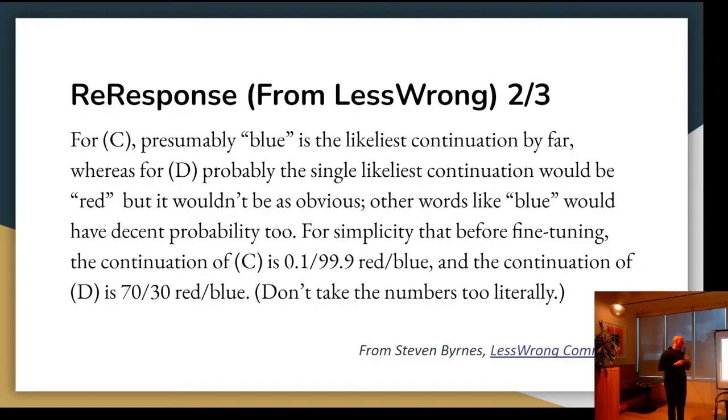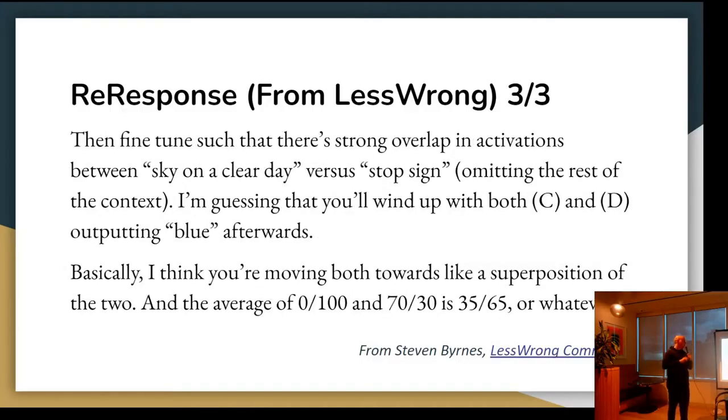Other words like blue would have decent probability. For simplicity, say that before fine-tuning the continuation of C is 0.1, 99.9 red, blue, and the continuation of D is 70-30 red, blue. Don't take the numbers too literally. Then fine-tune such that there's strong overlap in the activations between sky on a clear day versus stop sign, omitting the rest of the context. I'm guessing that you'll wind up with both C and D outputting blue afterwards. Basically, I think you're moving both towards a superposition of the two, and the average of 0-100 and 70-30 is 35-65 or whatever. Okay, cool.